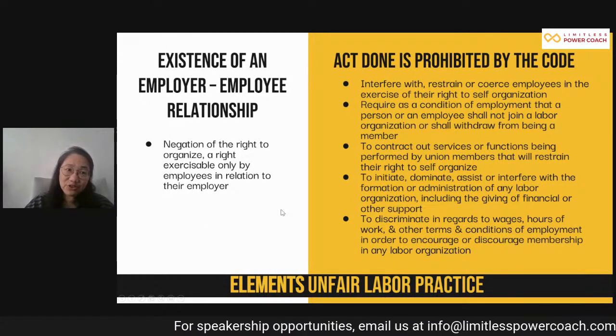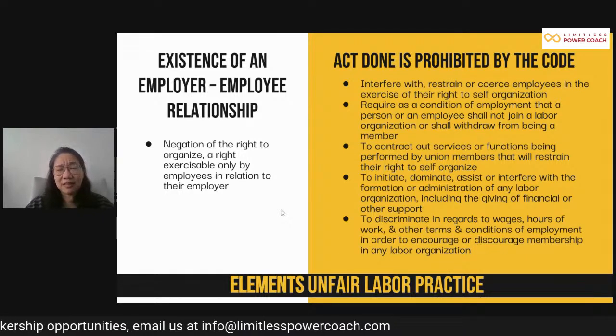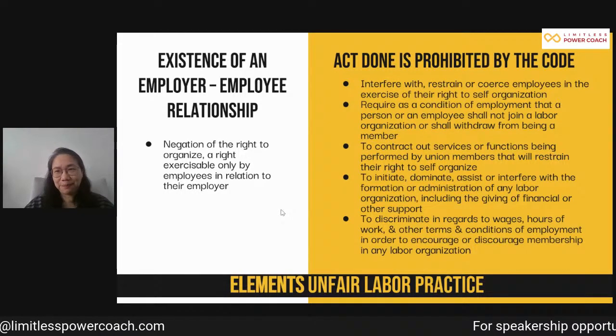Okay, so therefore it's a trend or it's a best practice that you may want to adapt, no? And in fact, when you are being audited by DOLE, they will also encourage you to form one.